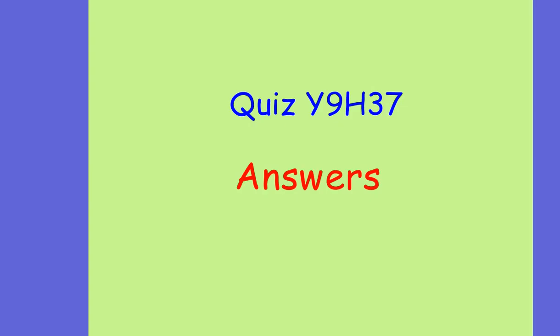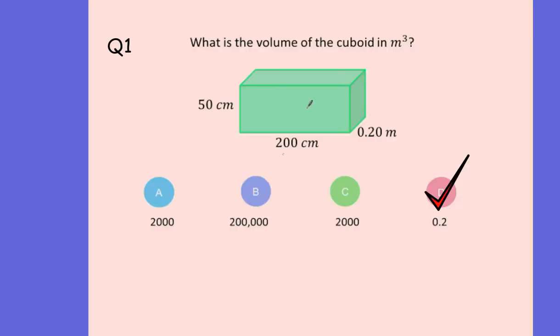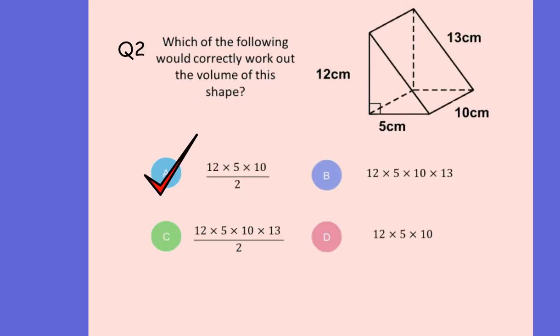Okie dokie, I'm going to go through the answers. Question number 1, the volume of that cuboid, well 50 centimetres is 0.5 metres, 200 centimetres is 2 metres, and 0.2 metres is just 0.2 metres. 0.2 times 2 times 0.5 will give me D, 0.2.